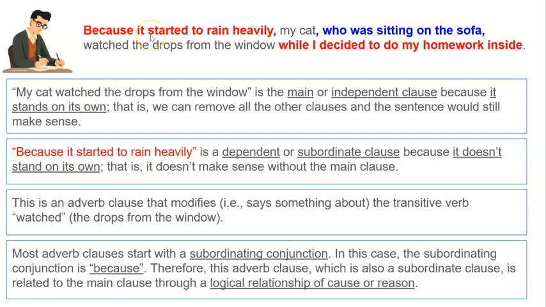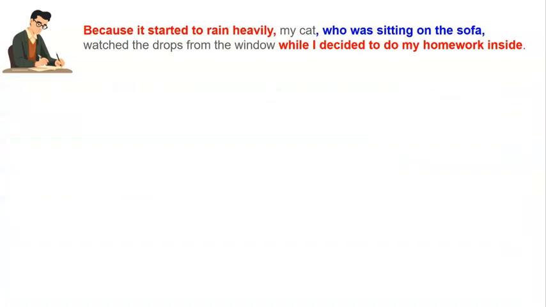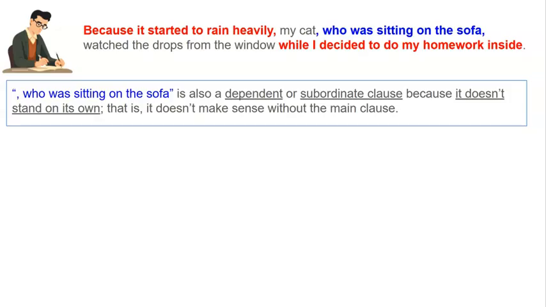The first clause, because it started to rain heavily, is the cause or the reason. And then the main clause, my cat watched the drops from the window, is the consequence or effect. Let's move on to the next part of the explanation.